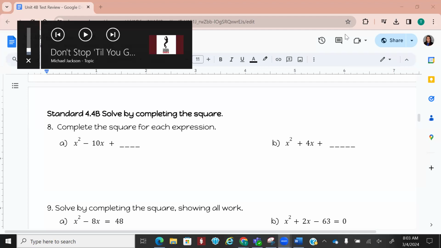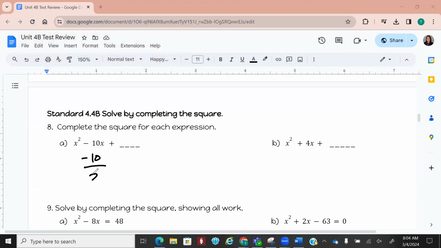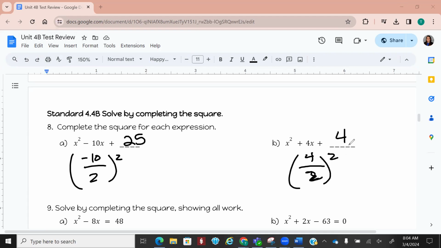Okay, on number 8, what you're going to do is complete the square. You're going to take your b term, divide it by 2, and then square it. So negative 10 divided by 2 squared. That should be 25. On the next one, same thing. 4 divided by 2 squared. That's going to give me 4. Those should be easy ones.